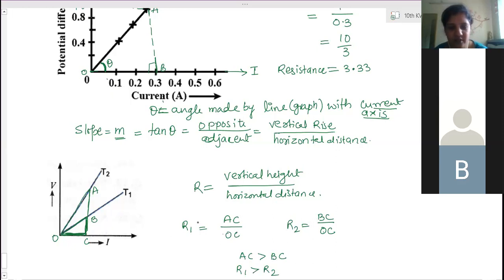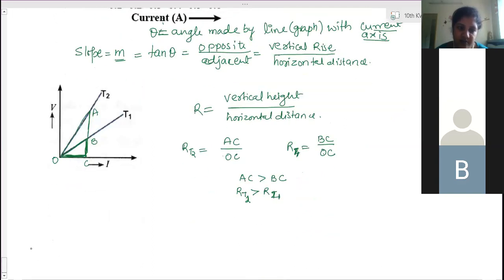So R1 means AC we have taken. This is RT2 and this is RT1. So the resistance of the second wire is greater than the first one. Okay, this is in terms of perpendicular distance, if we want to calculate.